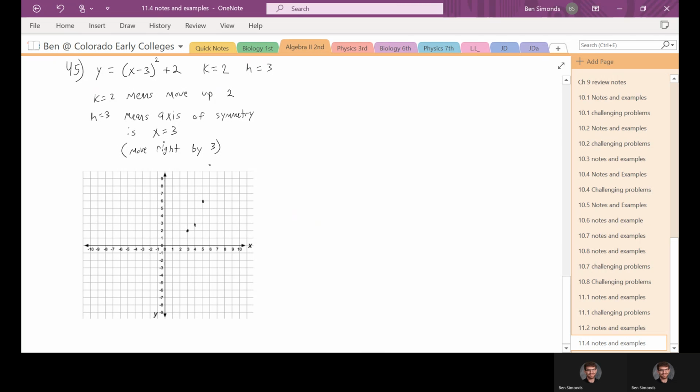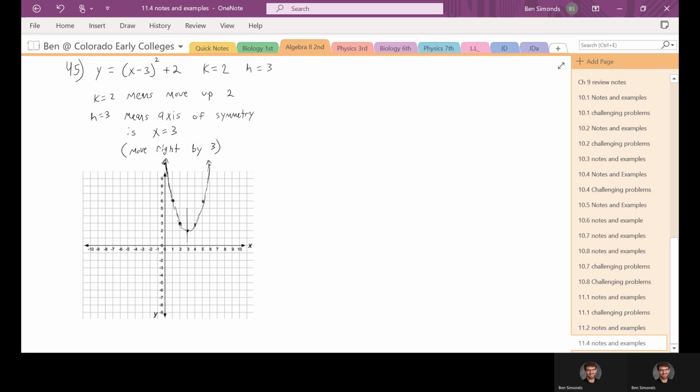And then, like we saw from our h equals 3 situation, our axis of symmetry is now x equals 3. So this line right here is where the symmetry is. So it's going to be the same on the other side of that line. So we've got a 3, we've got a 6, and we've got an 11. So our parabola here for number 45 looks like this. So you can see we've taken our basic parabola and we've moved it up 2 and to the right 3.